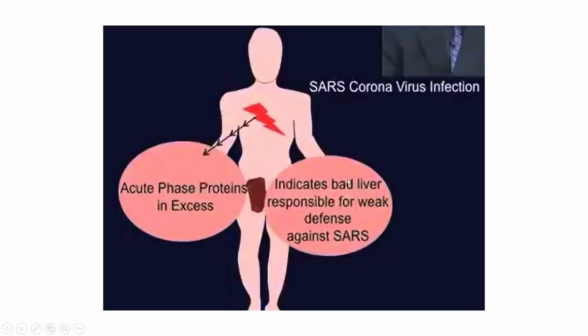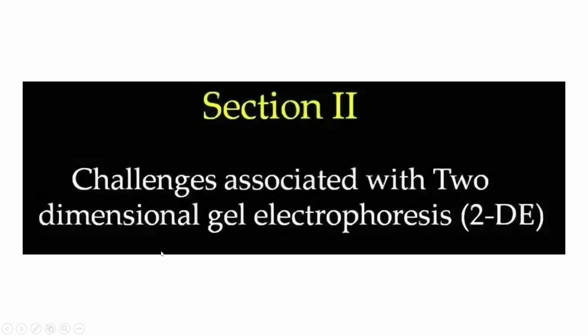What happens is basically that these acute phase proteins are in excess when a person is suffering from SARS-CoV or SARS related diseases. So when we are studying this kind of disease, we are interested in these proteins itself, like acute phase proteins. Then those were three different case studies I talked about and tried to make you all understand where this specific technique can be applied.